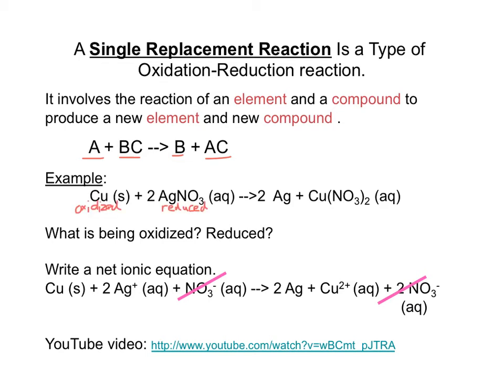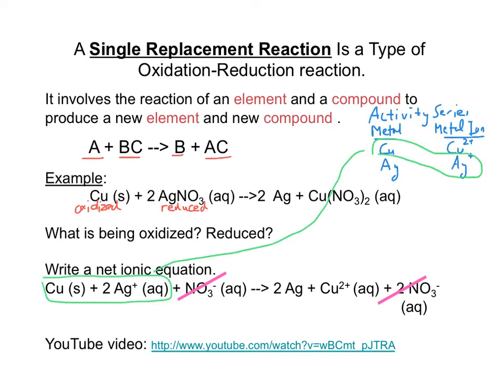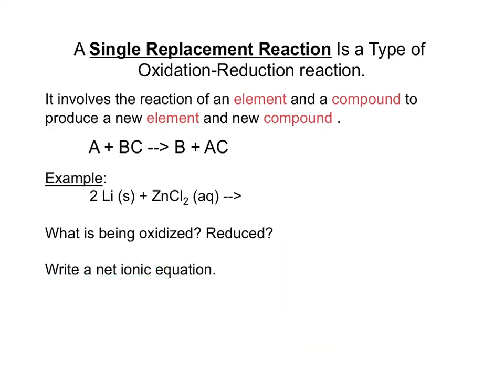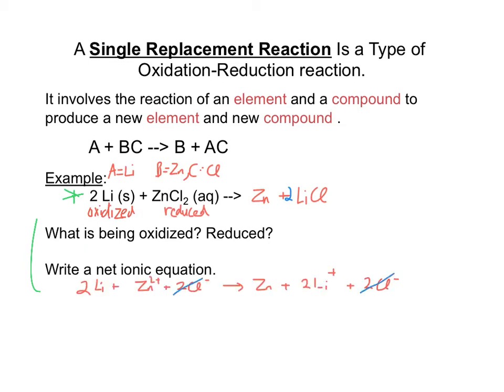And the answer is, according to the activity series, copper is more active than silver. So copper reacts with silver ion to produce silver and copper 2 plus ion. Let's do another example. Stop the video, determine the products of this reaction, and answer these questions. And the answers are, and for our ionic equation, remember, the element is not the same as the ion. Finally, lithium is more active than zinc according to the activity series, so this reaction will occur.